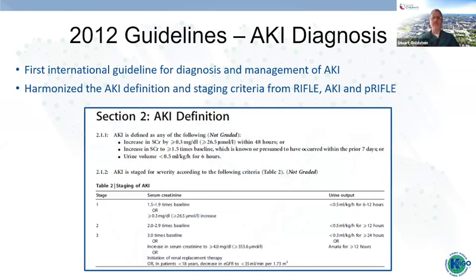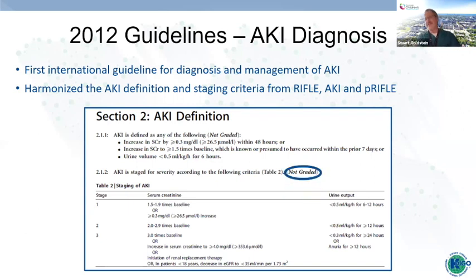We've been operating with this definition now for nearly a decade, but it still was relatively an empiric definition, looking at a 0.3 rise or 26.5 micromole per liter rise of creatinine in 48 hours, or a 50% rise in serum creatinine, or a short period of oliguria. And the staging criteria of 1, 2, and 3, both by serum creatinine and urine output, are well known to us. And then there's a pediatric modifier for stage 3 in kids less than 18 years of age.